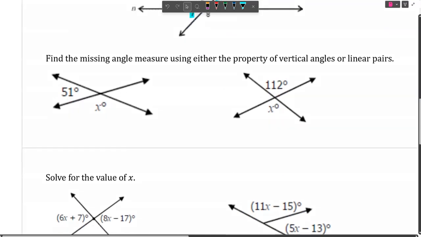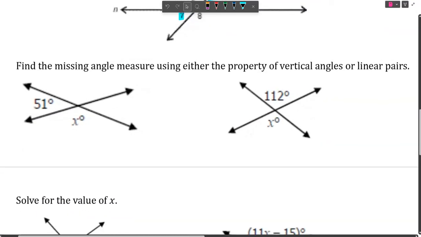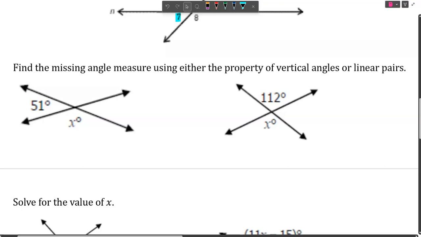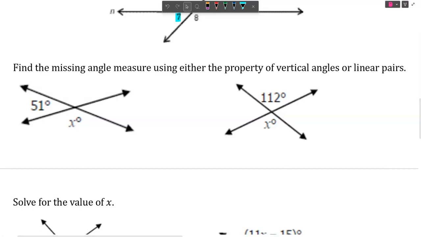Looking at the next set of problems here, it says find the missing angle using either one of the properties of vertical angles or linear pairs. So go ahead and pause again, and then we'll go through both of these. So 51 degrees is formed by this red arc that I have drawn here. Angle X is formed by this green arc that I'm drawing here.